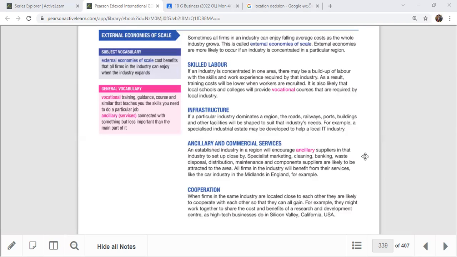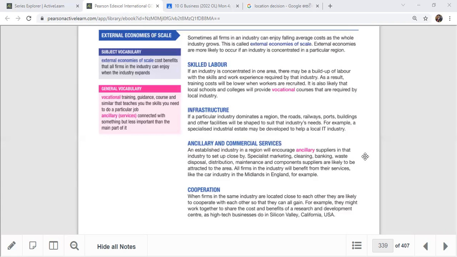Second one, there is infrastructure. Third one is ancillary and commercial services. Sometimes it's called business support services. You can find that business support services are mainly banking, insurance, communication, transportation, warehousing, marketing, and advertising services. If these are available in the area, business organizations can definitely get the benefit of that.